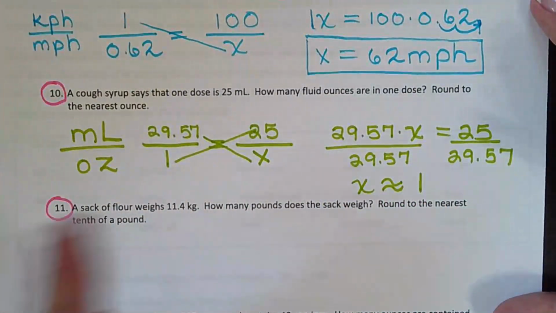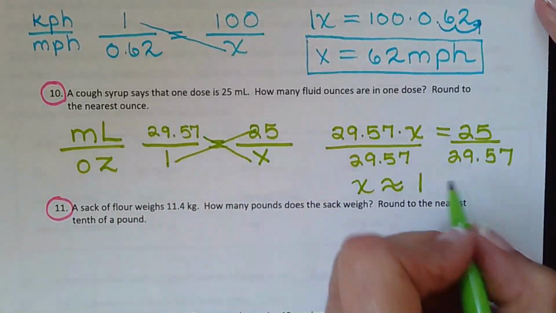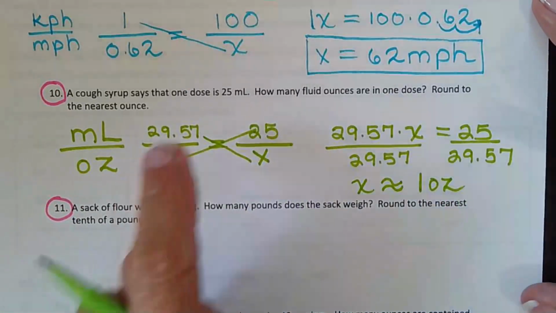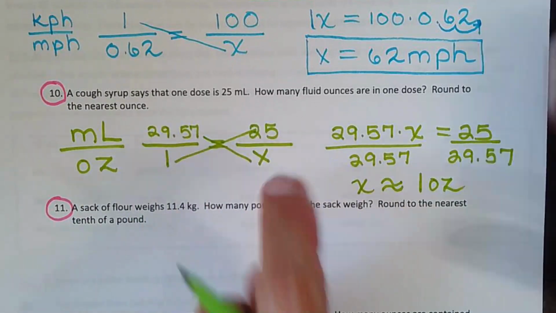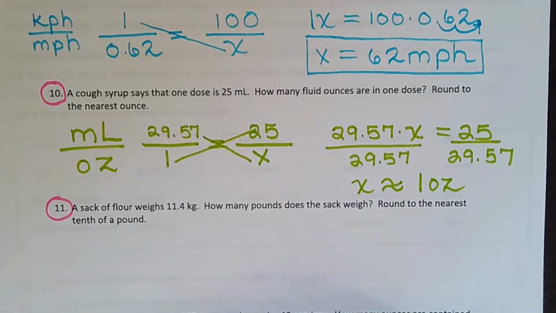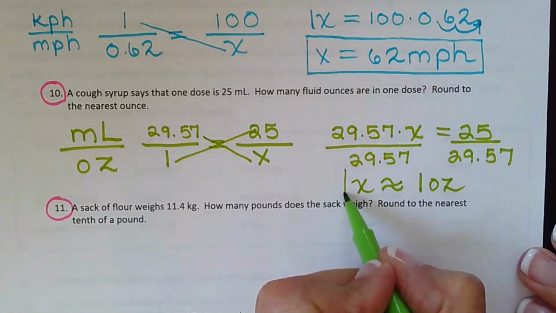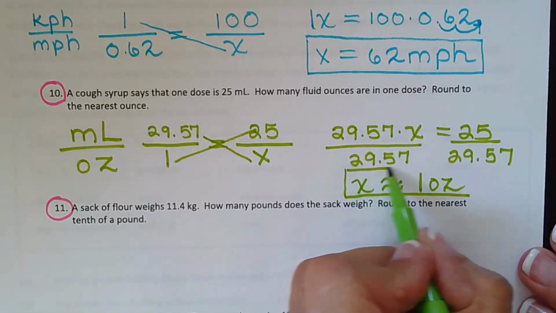And then we look where our x is, ounce. And that makes sense, right? 29.57 milliliters is 1 ounce. So 25's about an ounce. It's a little less. So I guess we could have done that problem with no math, huh?